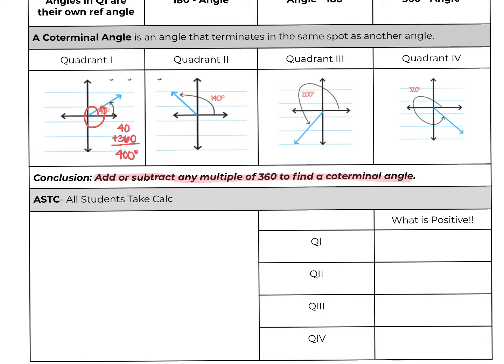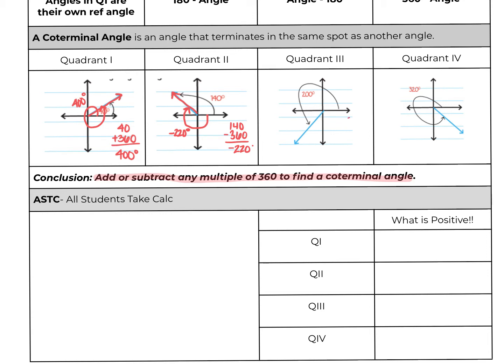Therefore, that's 400 degrees, which will end in the same spot as 40 degrees. Now, I could theoretically subtract 360 if I wanted to. So let's just say I took 140 minus 360. That would give me negative 220. So what I could do is say negative 220, which would start here, go down and around. This negative 220 would in fact end in the same spot here as 140.